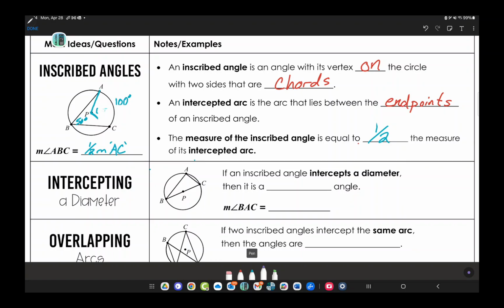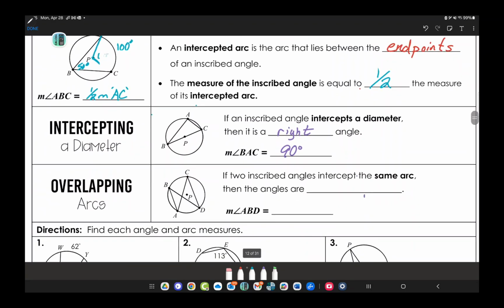If an inscribed angle intercepts a diameter, then it is a right angle, which makes sense because the diameter is cutting off a semicircle. That arc is 180 degrees, so the inscribed angle is half of 180, which is 90. If two inscribed angles intercept the same arc, then the angles are congruent. So the measure of ABD is equal to the measure of angle ACD.